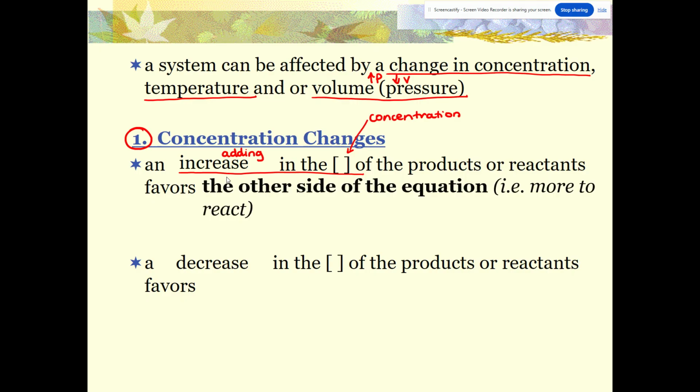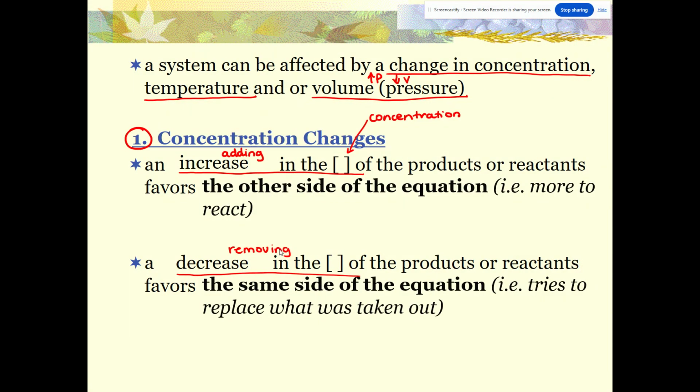The reason this is happening is because when you add more of that substance, there's more of it to react. So it gets used up a little bit to make more of the other side. Okay, if I decrease the concentration of something, and this is done by removing something, it is going to shift to the same side because it's trying to replace what was taken out.